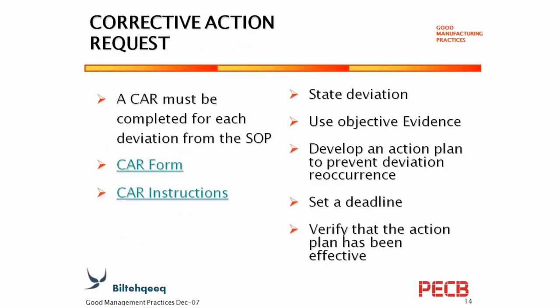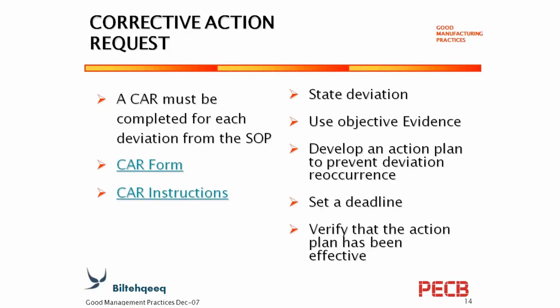The other concept is the corrective action request. As I have discussed in the previous slide, if there is any deviation from the SOP, you should take a corrective action, and you must have a corrective action form. What happened, when it happened, where it happened, you have to note all this information in this corrective action form. And to fill out this form, you have to write the corrective action instructions, which will guide you on how this form will be filled.